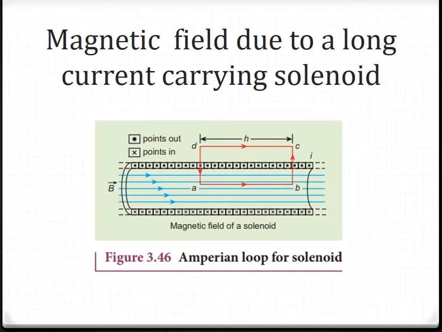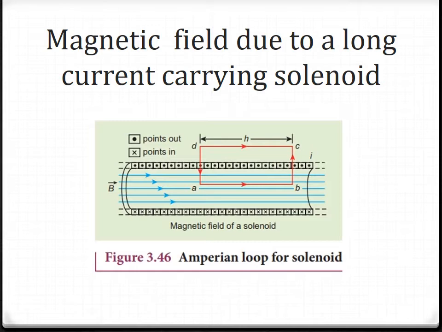Children, see page number 164. You have to write Ampere's circuital law, that is the integral of B dl equal to mu naught into I, where I is the total current enclosed by the Amperian loop. Now take the left hand side of the equation, that is the integral of B dl.